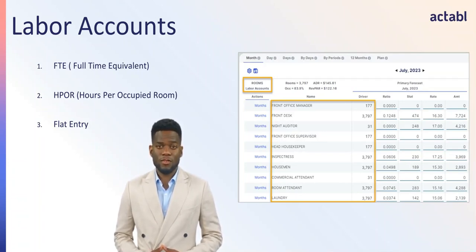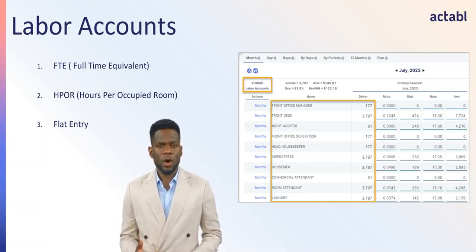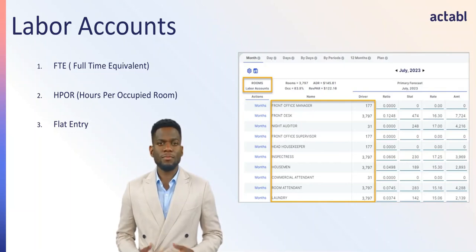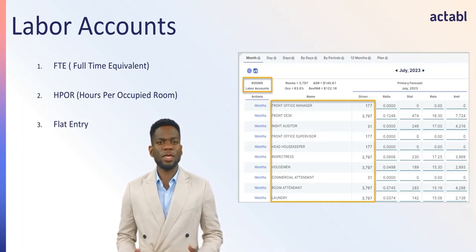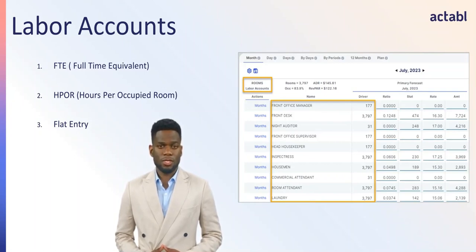The last option is flat entry, and this is for positions you will need regardless of hotel occupancy, such as your night audit or front desk agent. The HPOR accounts are going to automatically update as you make changes to the forecast. The FTE and flat entry positions don't change unless you return to the forecast screens and manually make the changes.